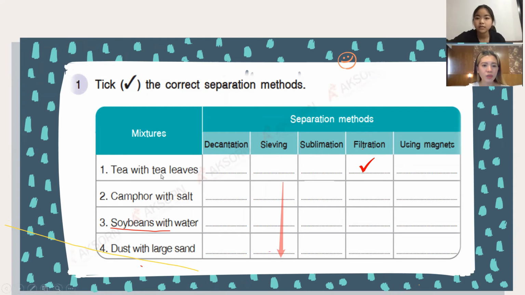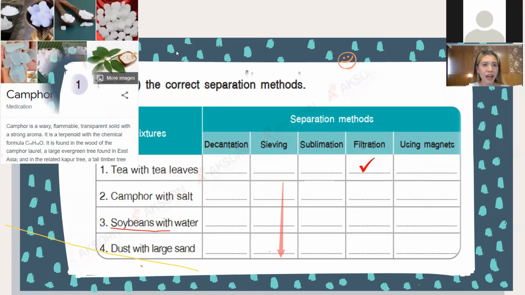What about number 2? Can you read number 2? Ready, go. Camphor with salt. Okay. Camphor with salt. This is a picture of a camphor, class.